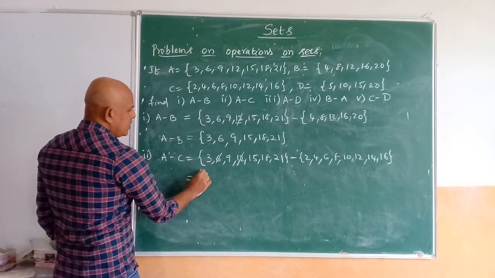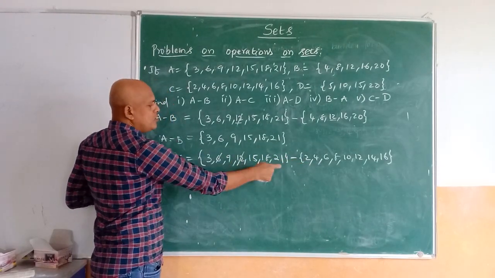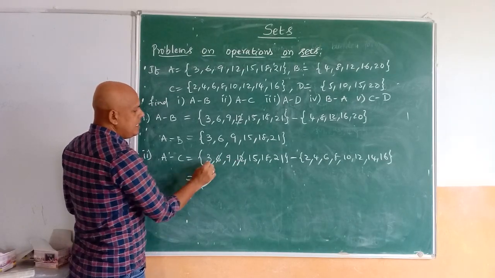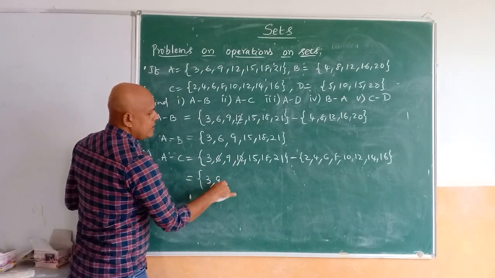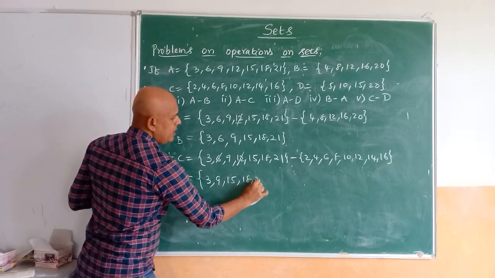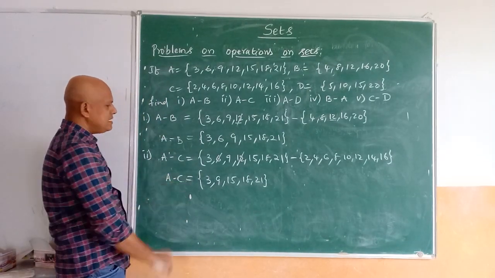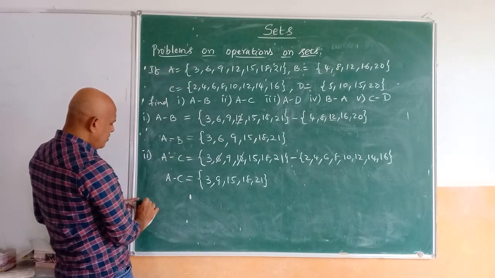Now after cancelling the common elements in both the sets, they should be cancelled in the first set, that is A. 6 and 12 are cancelled, and the leftover elements of the first set should be written, that is 3, 9, 15, 18, 21. So that is equal to A minus C. Let us move to the third problem.